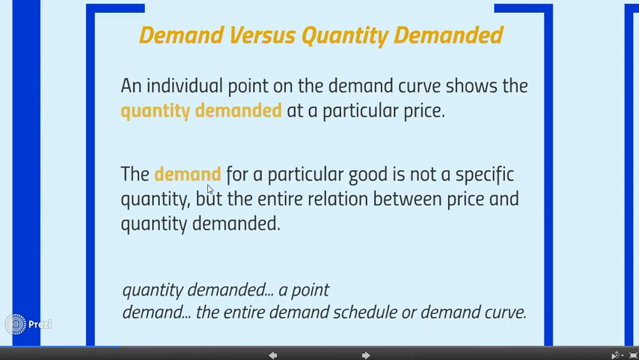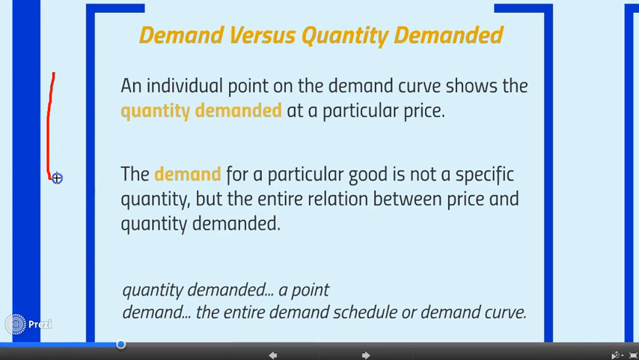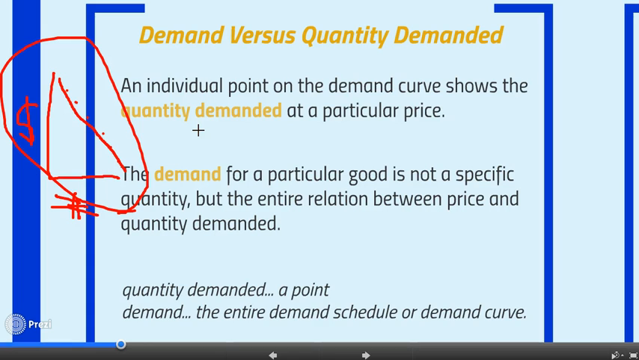Demand versus quantity demanded. This is going to come up again in supply, so try to remember. An individual point on the demand curve shows the quantity demanded. Okay, it's a point. When I drew that curve before, remember I did points? That is the quantity demanded because we've got price and quantity. This is quantity demanded. And then the demand is when you make a curve out of it. It's the relationship between price and quantity demanded.